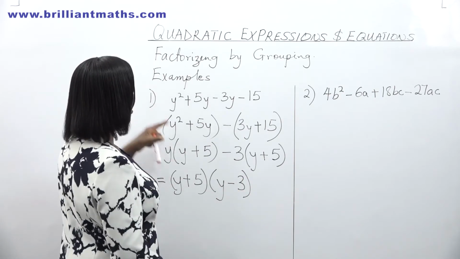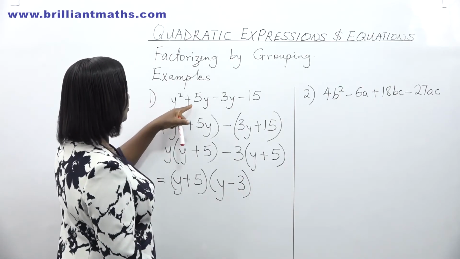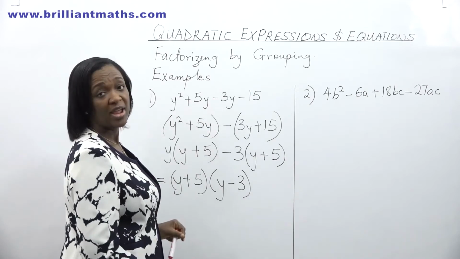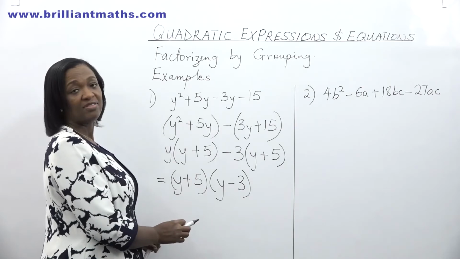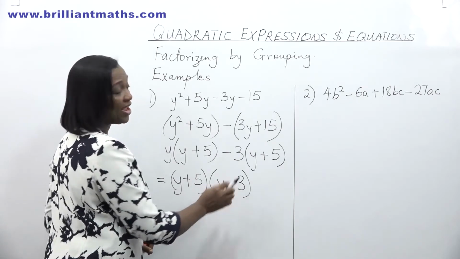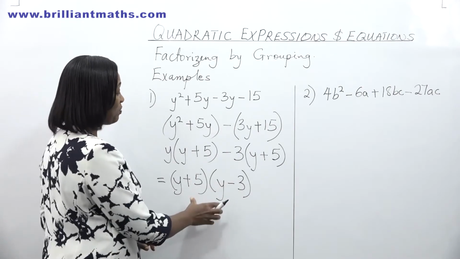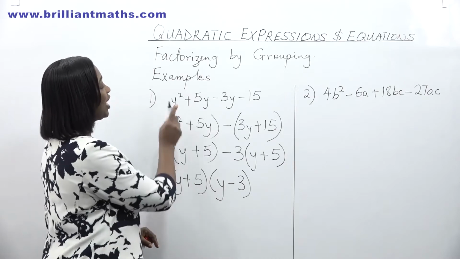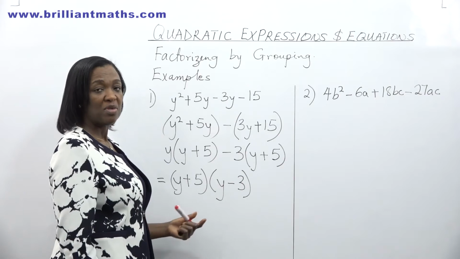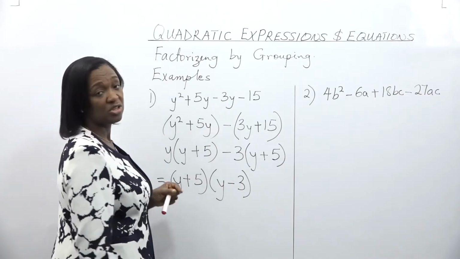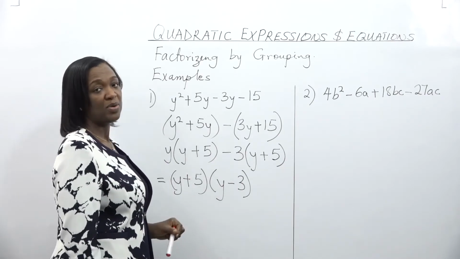So if we factorize y squared plus 5y minus 3y minus 15, we would get y plus 5 into y minus 3. And if you expand these two brackets, you'll get the original expression. Always remember that factorization is the reverse of expansion.